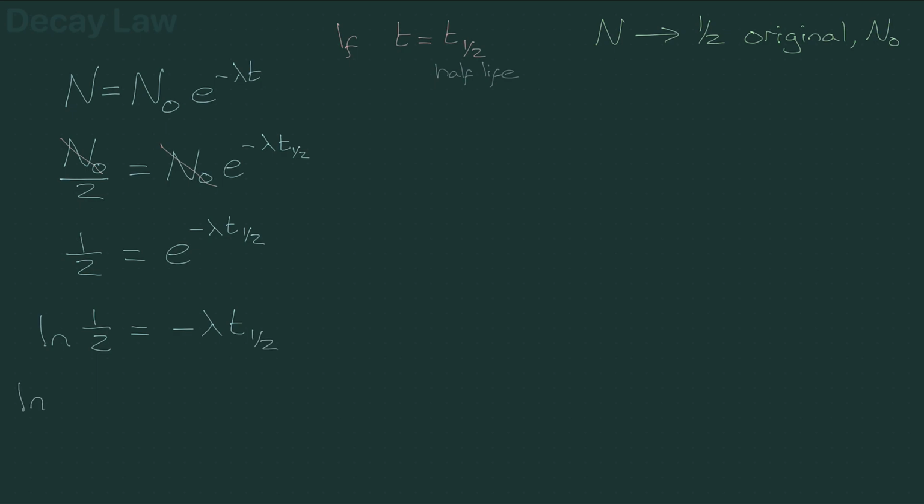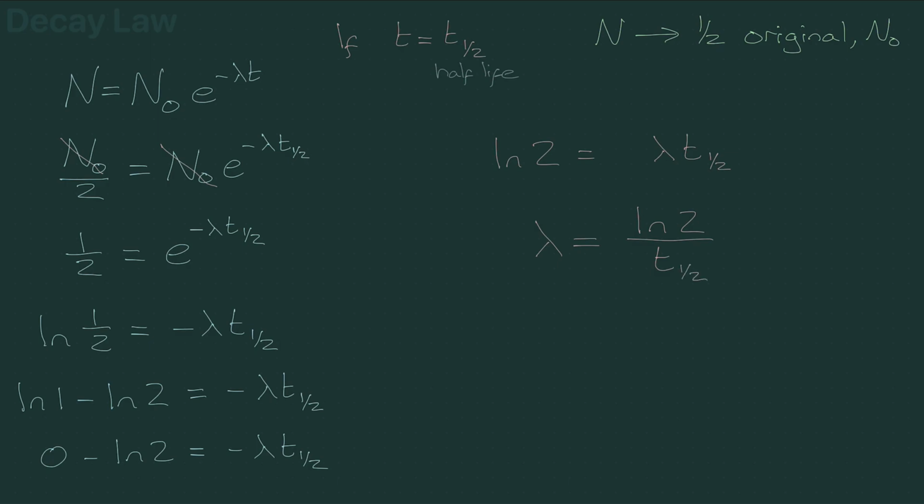And with ln 1 over 2 equal to ln 1 minus ln 2, that equals 0 minus ln 2. So we get minus ln 2 equals minus lambda t half. ln 2 equals lambda t half. Let's rearrange that so that lambda equals ln 2 over T half. And this handy equation gives a nice simple link between the decay constant and half-life.